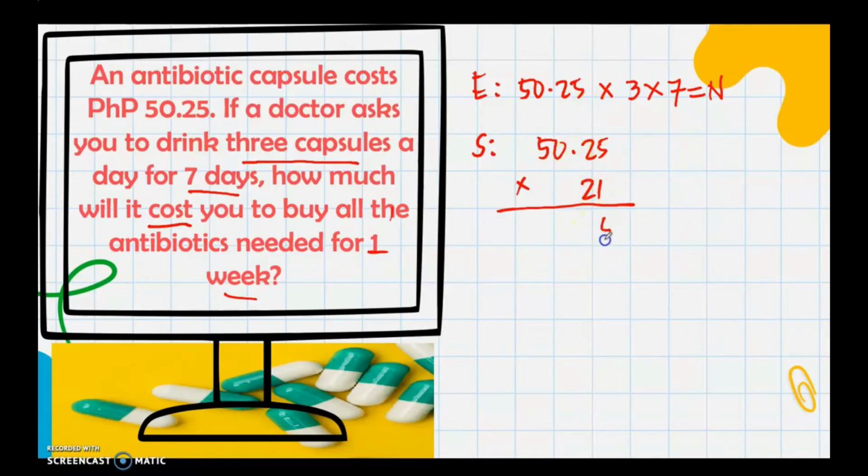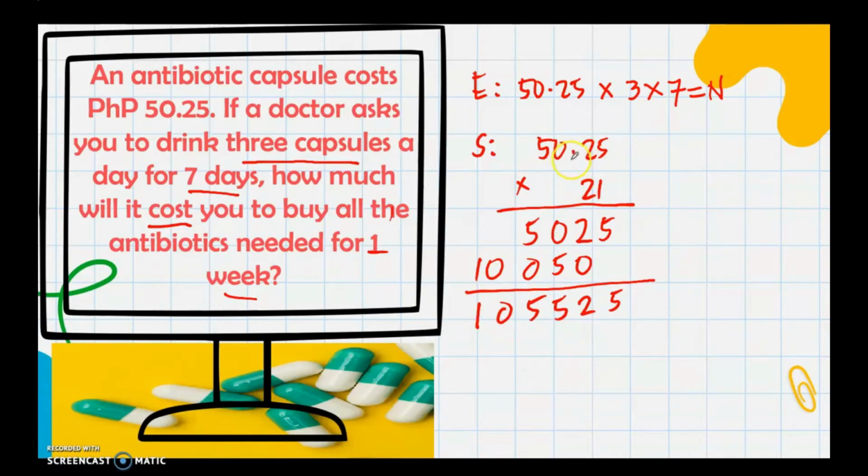So we have 5, 2, 0, 5, 10, 31, 5, 0, 10. Okay, 5, 2, 5, 5, 0, 1. Then count the decimal places. 1, 2. So from here, 1, 2. The answer is, the question is how much? So it should be in pesos. Therefore, it is 1,055.25. So expensive. Okay, so how much does it cost? 1,055 pesos and 25 centavos.